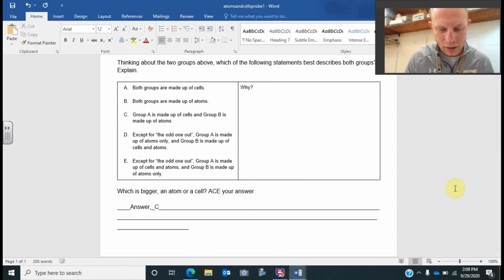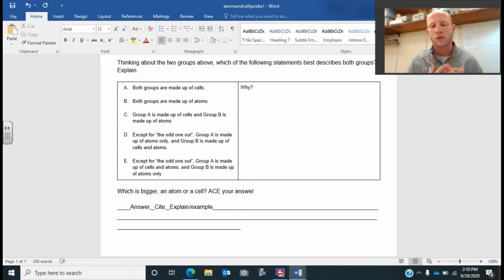So when I cite, there we go. Cite just means, where did I get that information from? So in this example, you'd say from class or something along those lines. And then E is explain / example. Right, so you explain, and an easy way to explain something is to use an example maybe we used from class or something that you can come up with off the top of your head. Okay, answer, cite, explain.